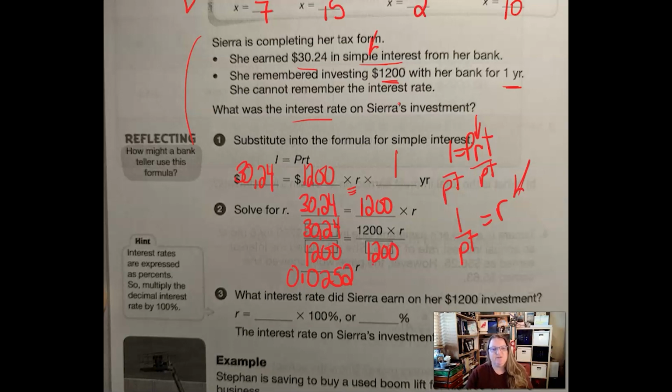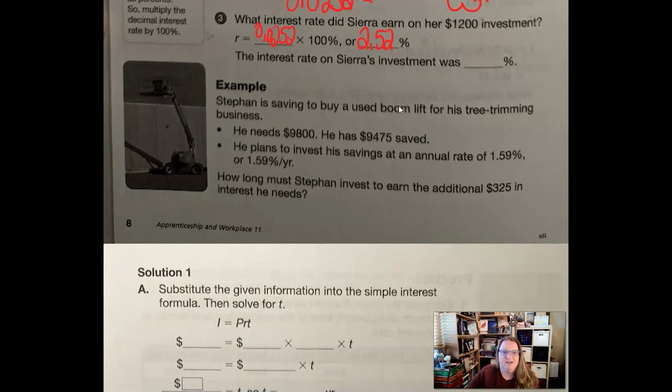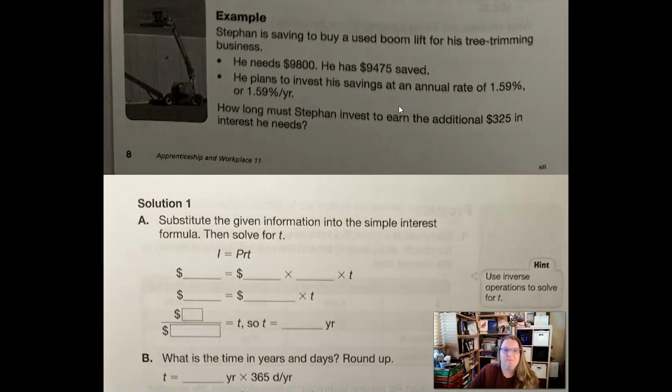Now remember, you always have to convert your rate from the percentage into a decimal. So in this case, you're solving for the decimal. That's your decimal rate. What is the percentage on that going to be? So that is just, you're multiplying it by 100%. 0.0252 times 100. You just remember you're going to move that decimal place over 2 spots. It's going to be the same as 2.52%.